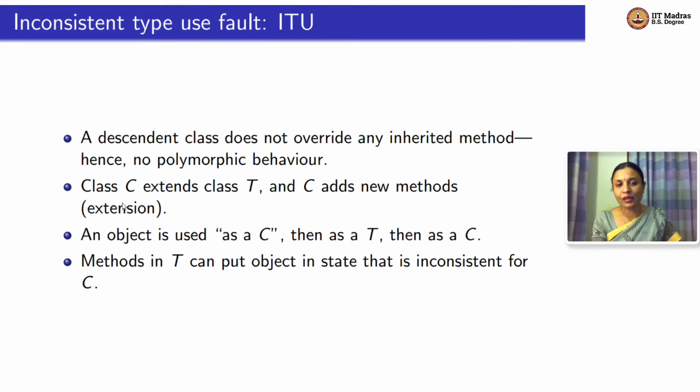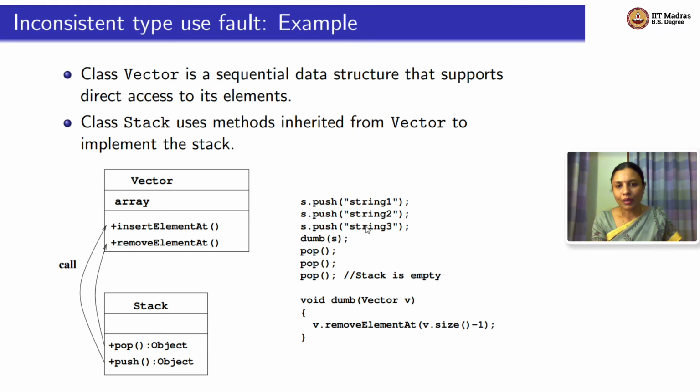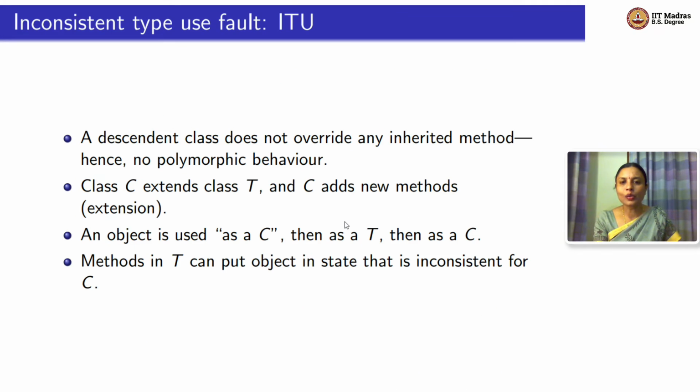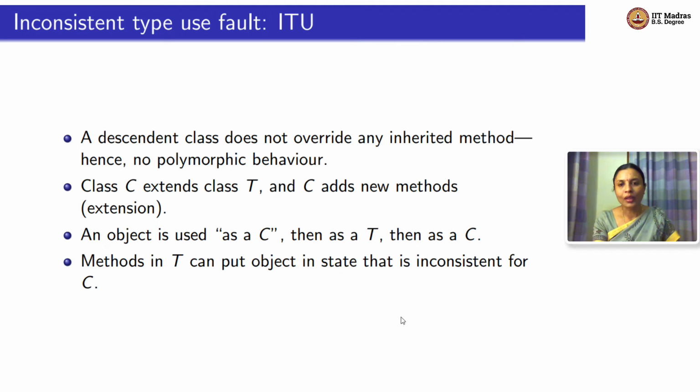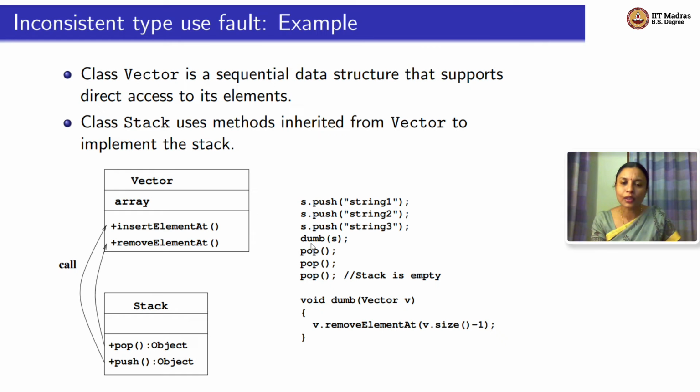So this is the case of two classes, class C extends class D, Stack extends Vector. C adds new methods. We had that push and pop. First you use something as a stack. That's what we did here. Push, push, push. Then you use something as a T because it called the method dump, which used the removeElementAt from the class Vector. Then again you use something as a C. So in this code, you again go back and use pop and pop from the class Stack.